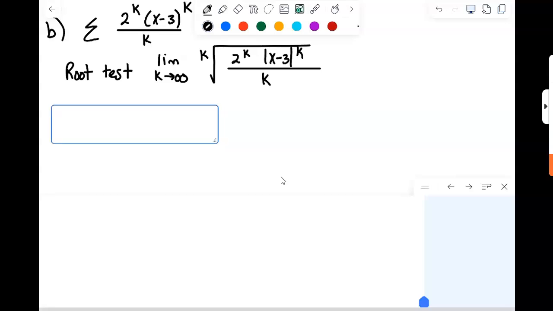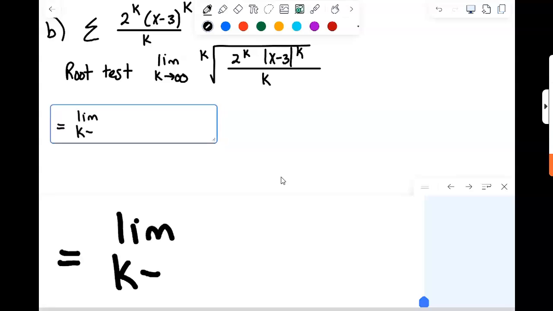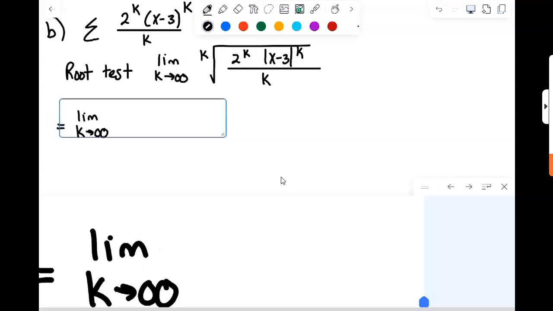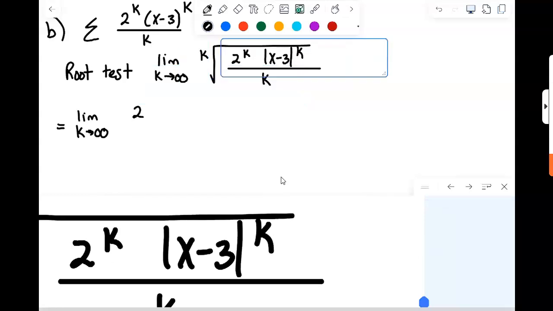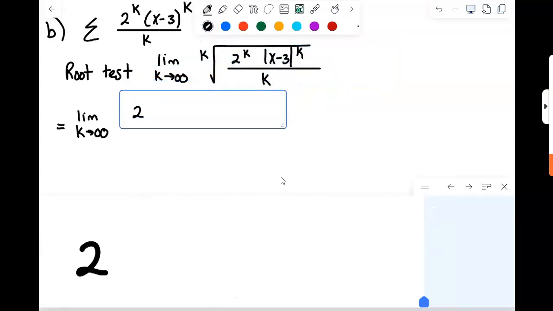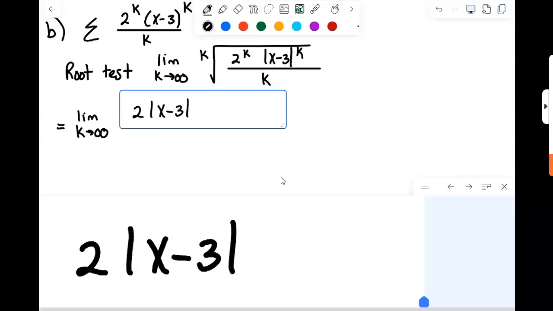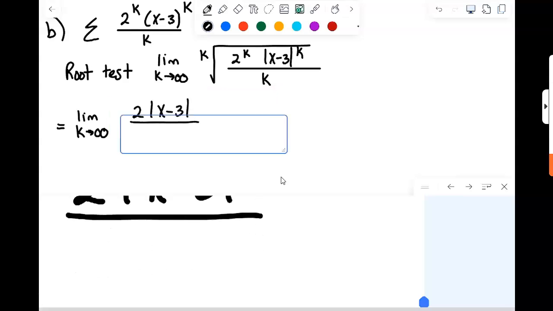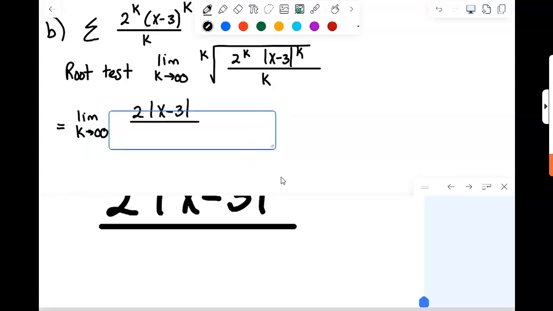Okay, so we go ahead and apply our kth root. Limit as k goes to infinity of the kth root of 2 to the k, which would be 2. The kth root of the absolute value of x minus 3 to the k would just be the absolute value of x minus 3. And then in the bottom, we're going to have the kth root of k.